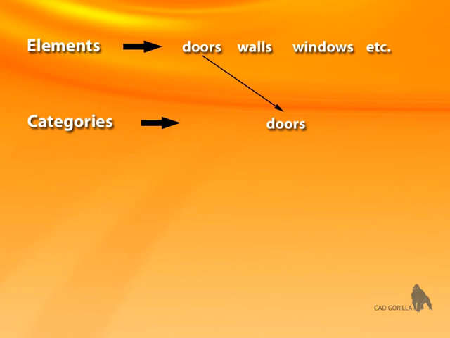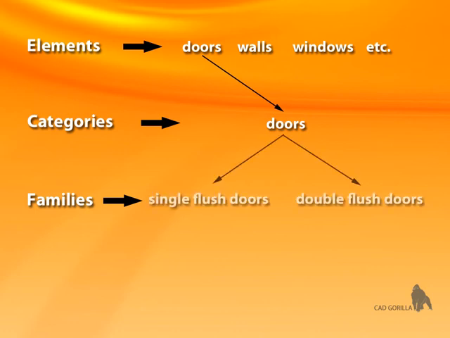Each category is further organized into families. A family is simply a subgroup which further sorts the elements in a category into more specific groups based on a property. For instance, the doors category is broken up into double flush doors and single flush door families. Each family contains a couple different types of element, oftentimes differentiated only by dimensions. The element type determines most of the properties of the element.